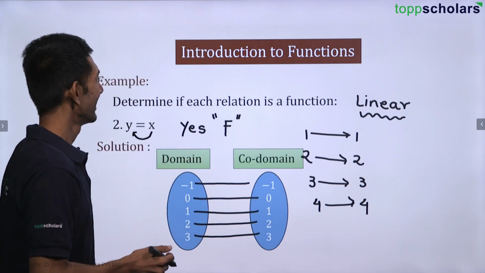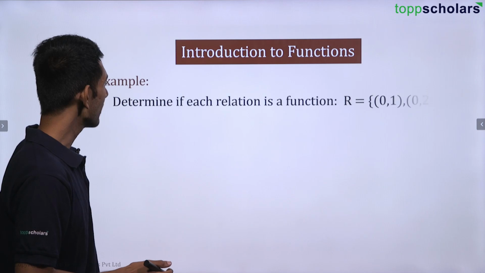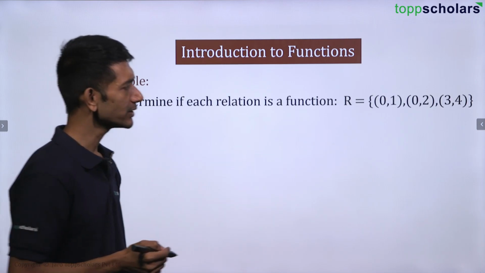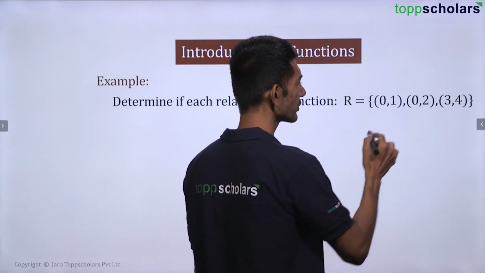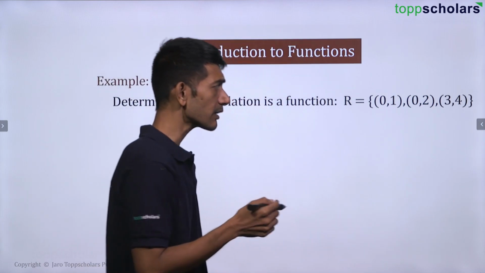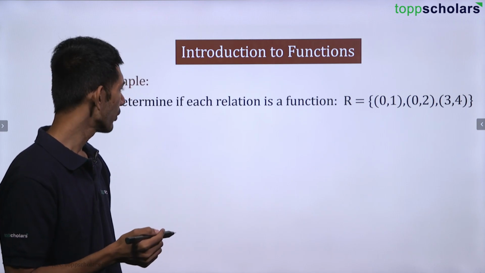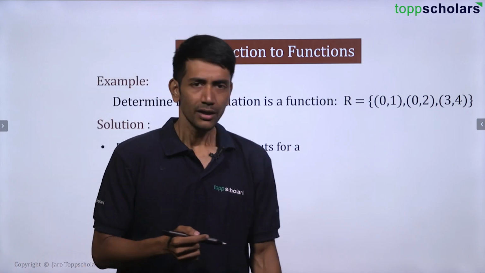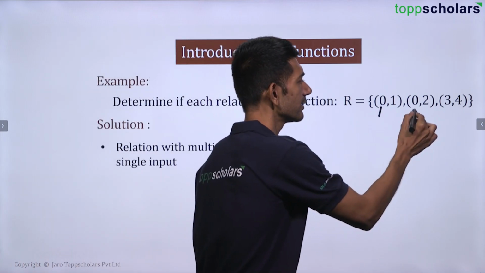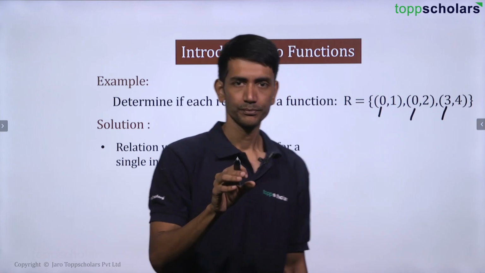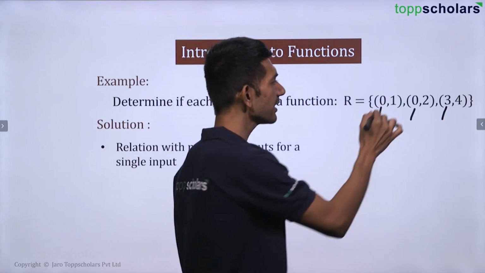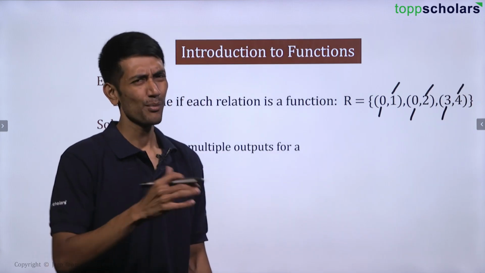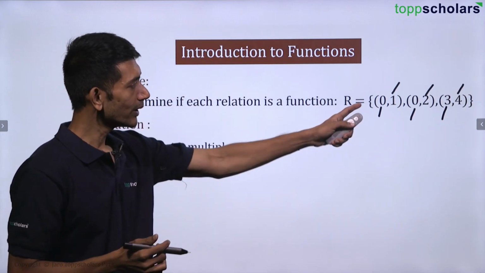Okay. So, let us have an example now. Determine if each relation is a function. A simple question. Determine if each relation is a function. So, the relation is given here: {(0, 1), (0, 2), (3, 4)}. We're supposed to determine whether this is a function or not. Now, your first values here are also called inputs. So, you put some input and these values are your output. You can look at it like that also, like domain and codomain.